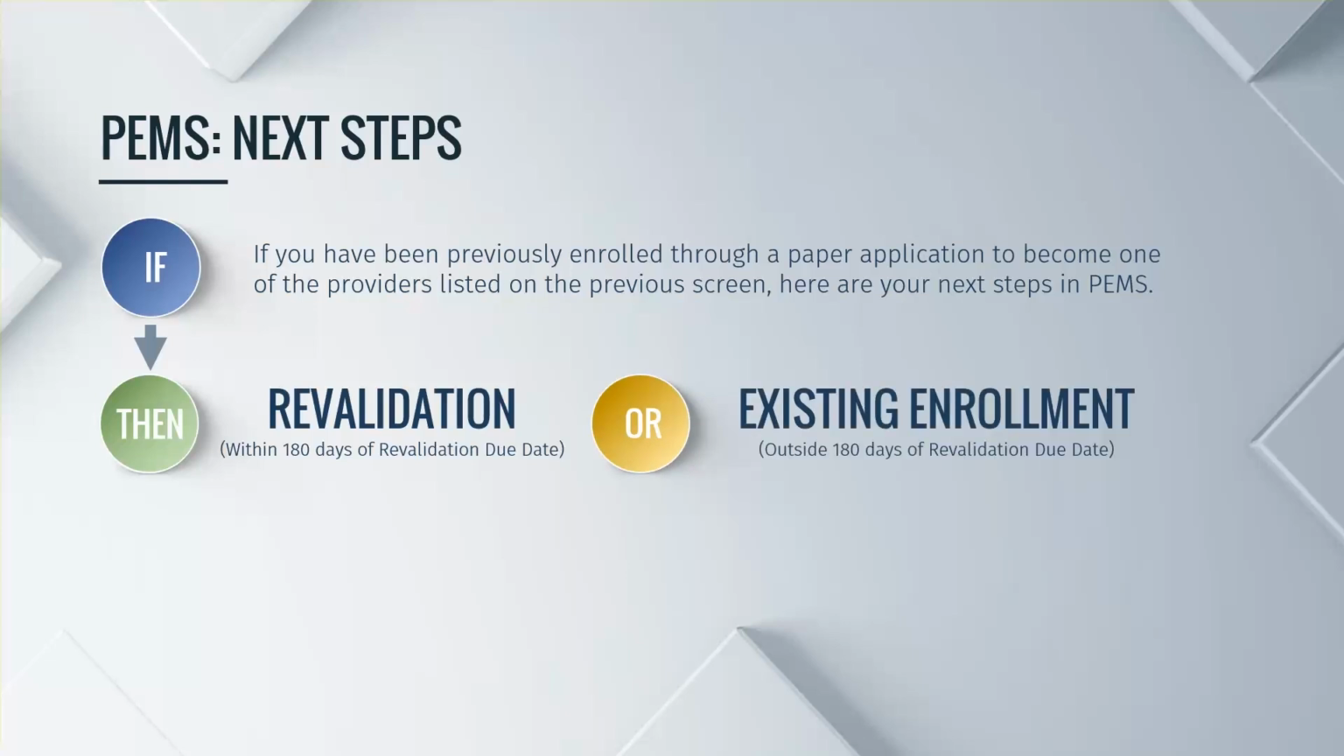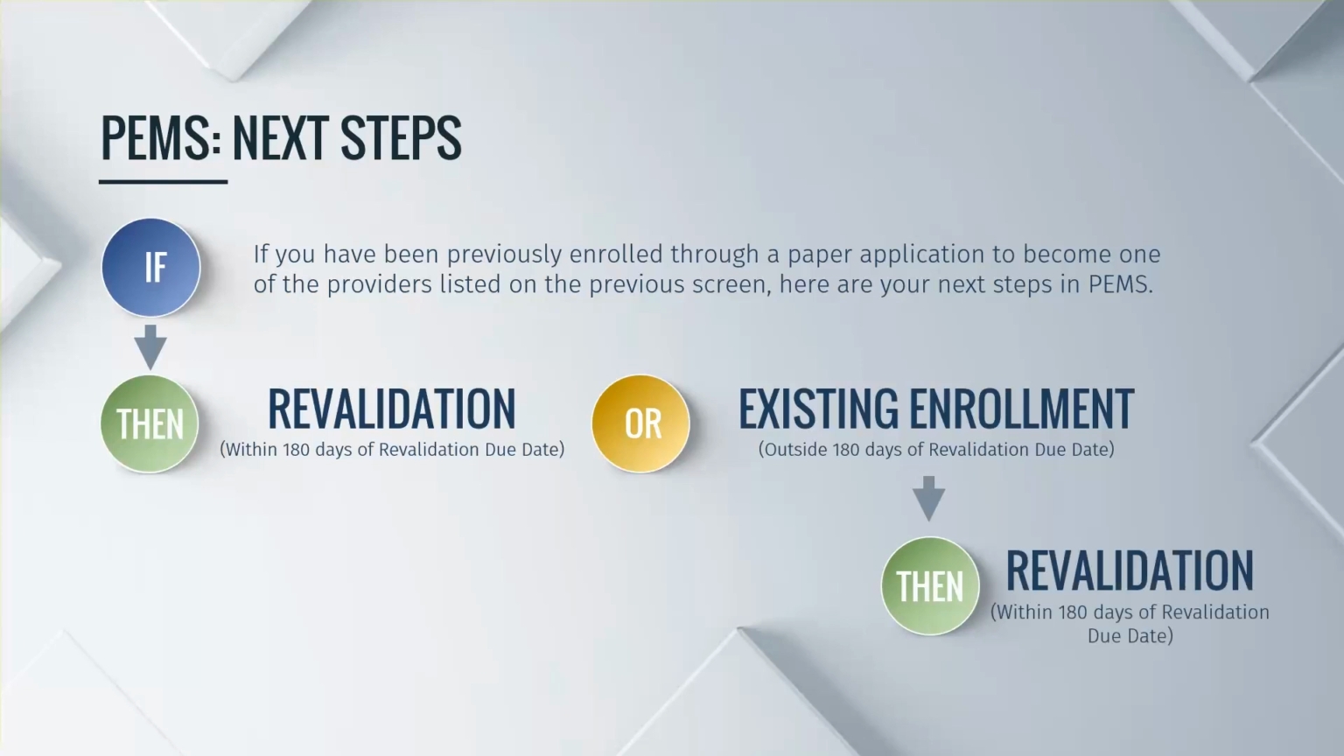If you are outside the 180 days of your revalidation due date and need to add a location, program, and/or service prior to your revalidation due date, then you will need to submit an existing enrollment request first. Submitting an existing enrollment will not change the revalidation due date. Once you've completed this, you will move forward with a revalidation during your revalidation time period.